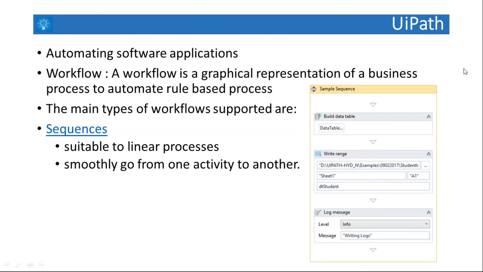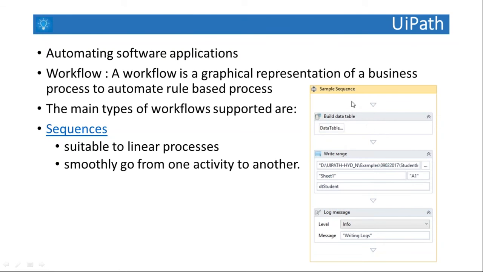So very simple. If you look at the right side, this is one of the workflows. I'm constructing one table, writing some information, logging some information. This is one workflow which I'm showing as a graphical representation. So by seeing this, I can understand what the process is here. We write the name of the activity properly so that I can understand what the activity does.